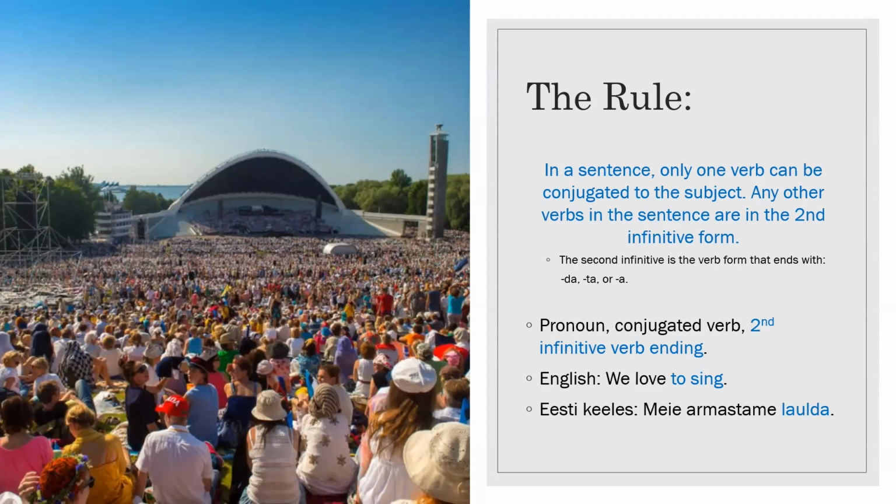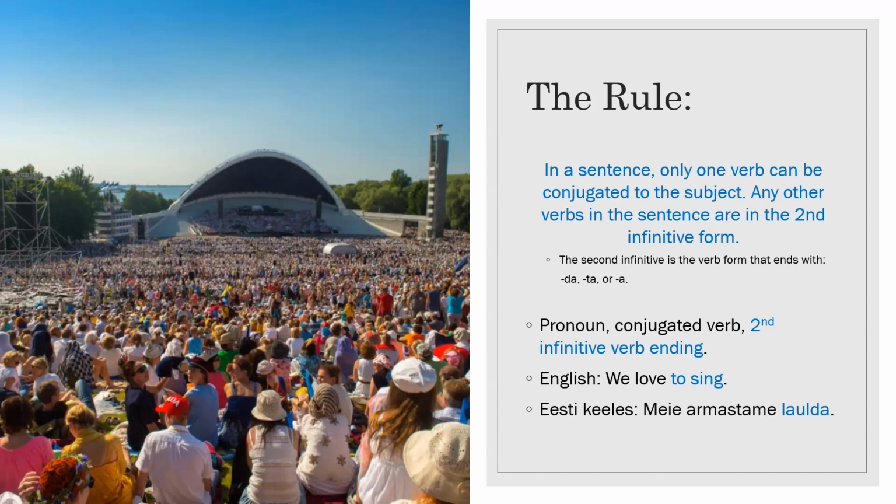So the question is, when do we use the MA or the DA ending? And here's the rule. In a sentence, only one verb can be conjugated to the subject. When we conjugate, we use the MA verb ending as our base to build our stem. And so that's when we use the MA. Any other verbs in the sentence are secondary verbs. And because of that, we use the second infinitive form. So if our sentence structure is pronoun, conjugated verb, and then infinitive verb, we use the second infinitive for that verb ending.